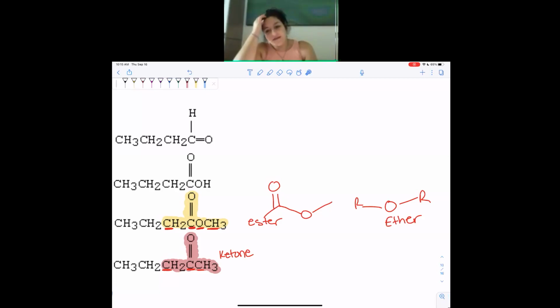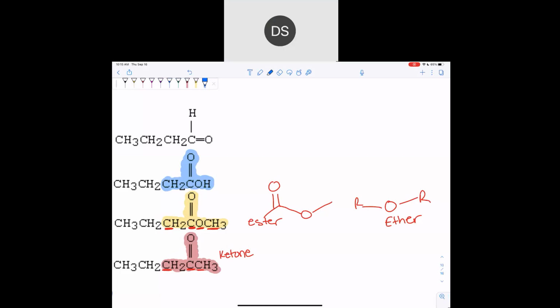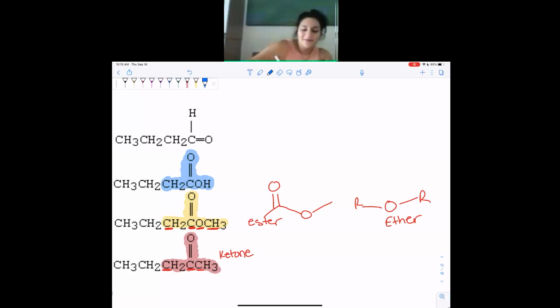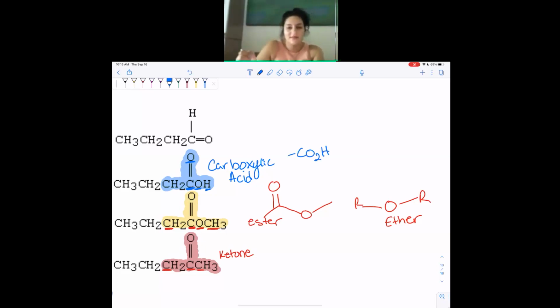All right, so the next one, I'll do blue. What is this guy? Carboxylic acid? Oh, so someone said carboxylic acid, and they are correct. So anytime we see this COOH, so you could see it as this, we know that that is showing us this functional group.